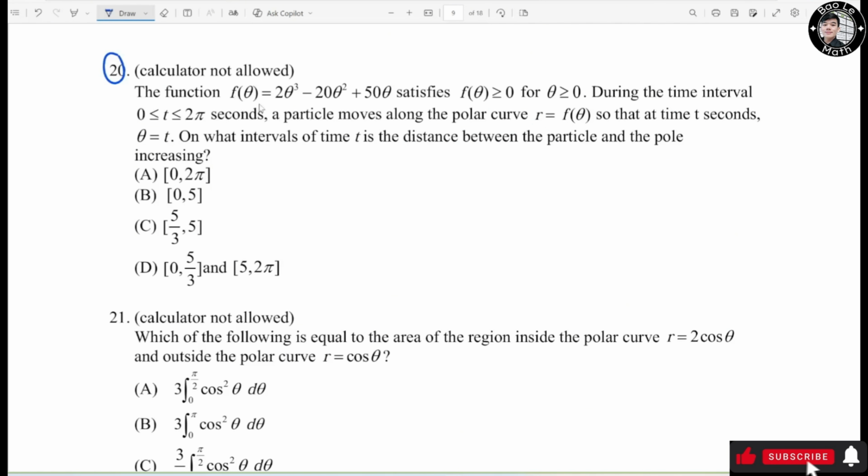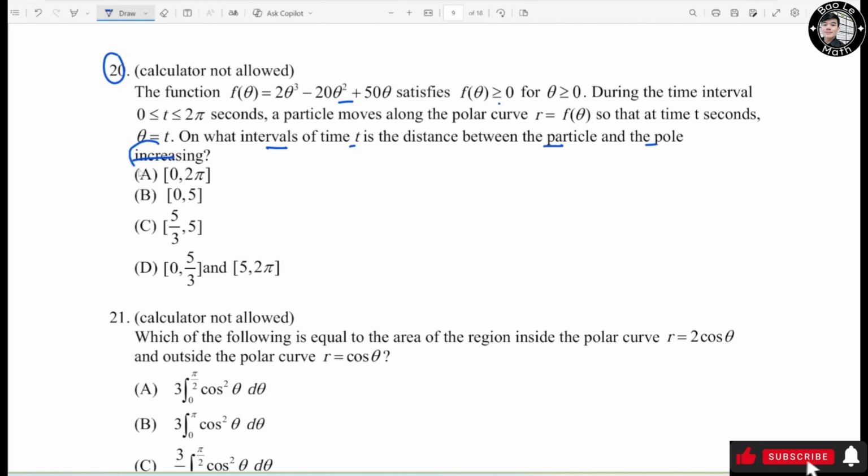The function f of theta equals this guy. It satisfies f of theta greater than or equal to 0 for theta greater than or equal to 0 during the time interval t between 0 and 2 pi seconds. A particle moves along the polar curve r equals f of theta, so that at time t seconds, theta equals t. On what intervals of time t is the distance between the particle and the pole increasing?